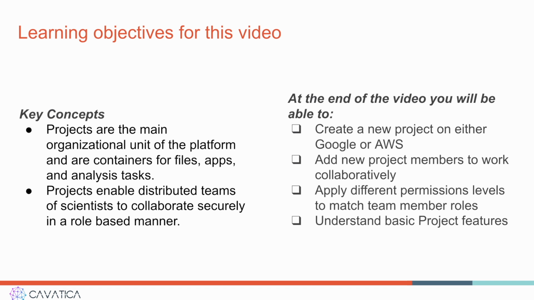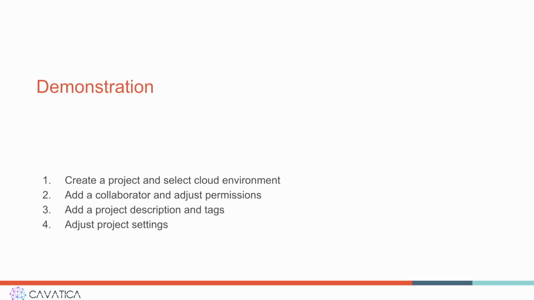At the end of the video, you will be able to create a new project on either Google or AWS, add a new project member to work collaboratively, apply different permission levels to match these new team member roles, and understand some of the basic project features. We'll now move into a demonstration where we will show you how to create a project and select cloud environment, as well as other project settings for computational resources, add collaborators and adjust permissions for those collaborators, add project description and tags, and how to adjust your project settings.